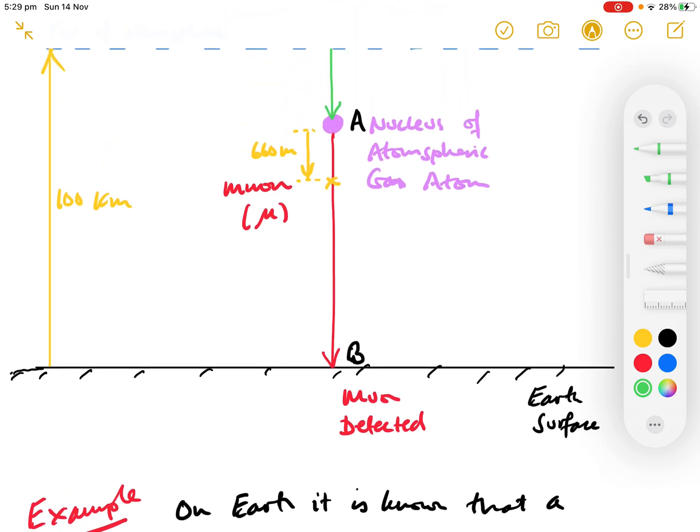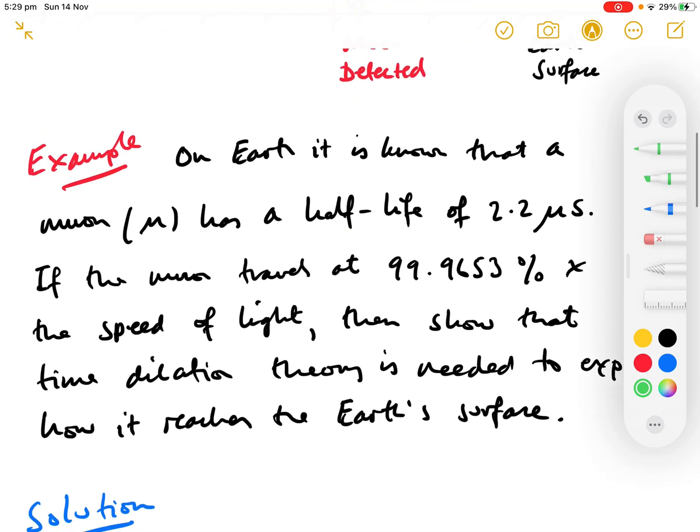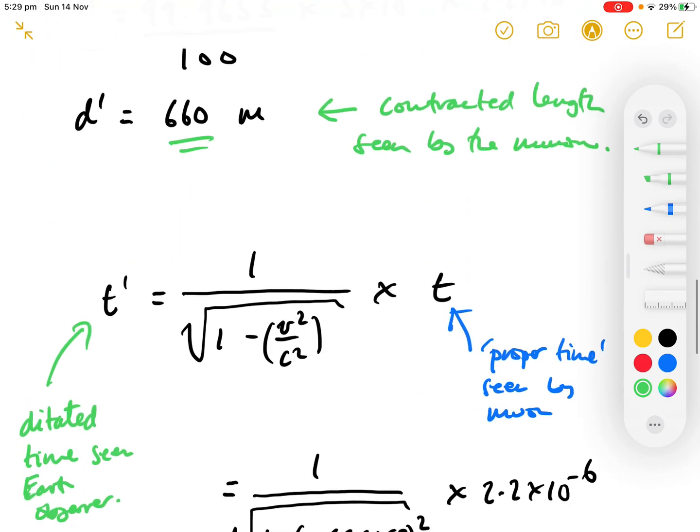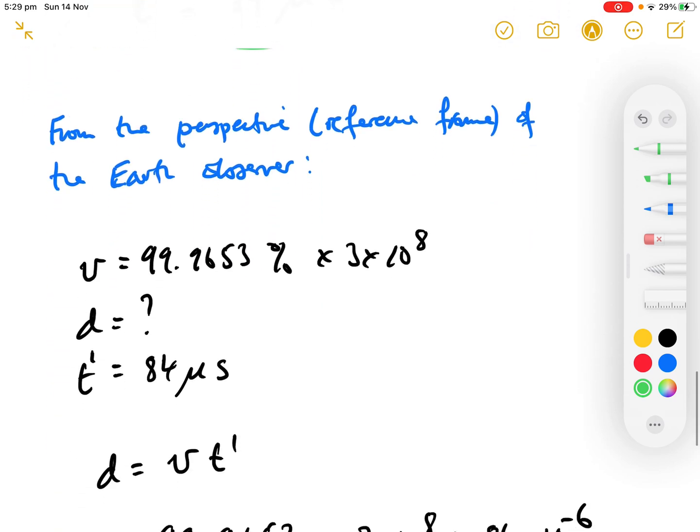And if we go back to our diagram, then that 25.2 kilometers is that distance there that the muon has travelled. So as far as the Earth observer is concerned, then the muon can indeed travel that long distance from the top of the atmosphere down to the Earth.